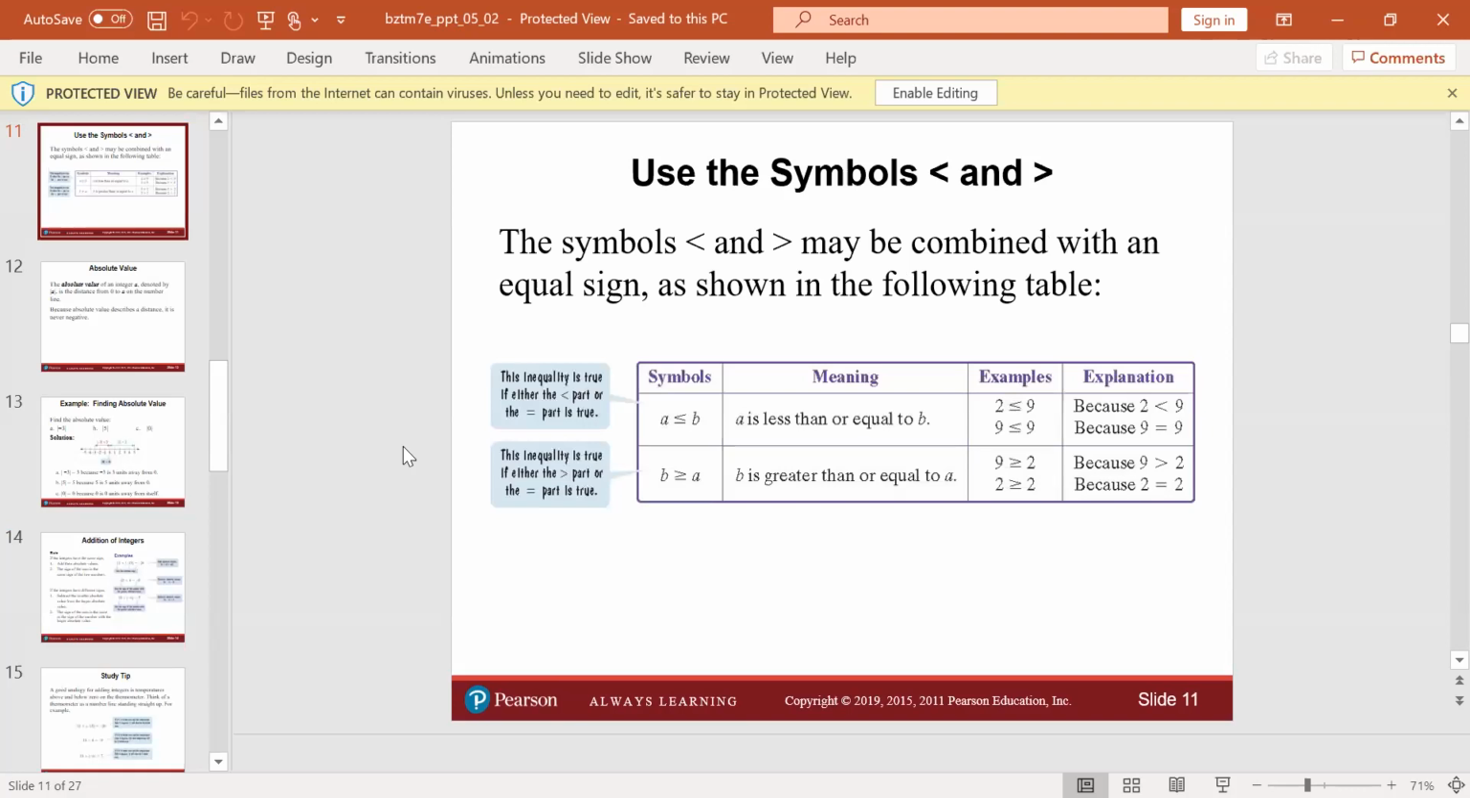So less than is strict, meaning 2 has to be strictly less than 9. But 9, which is equal to 9, is still less than or equal to 9. Just think about it logically. 2 is less than 9, so 2 is also less than or equal to 9. Either one works. 9, though, is not less than 9, but 9 is equal to 9, thus 9 is less than or equal to 9. It sounds almost like double talk, but it's really pretty straightforward.